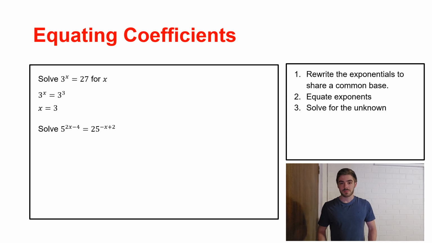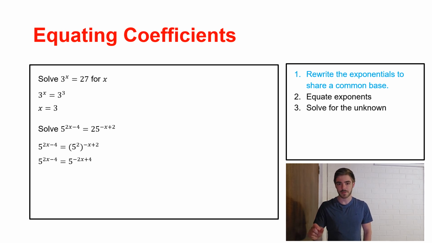Despite the difficulty, the method remains the same. We start by trying to get the bases of both sides to become identical. So to do that, we're going to convert our 25 into just 5 squared. From here, we can rely on our index laws to just expand that power of 2 through the rest of the exponent. Once we've done that, we can now equate the exponents and then just solve for x.